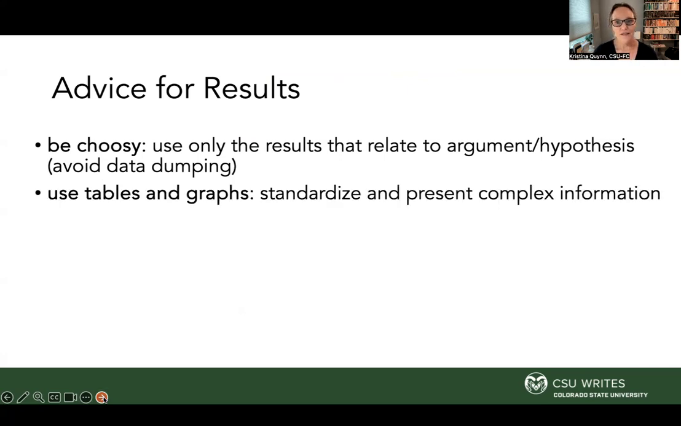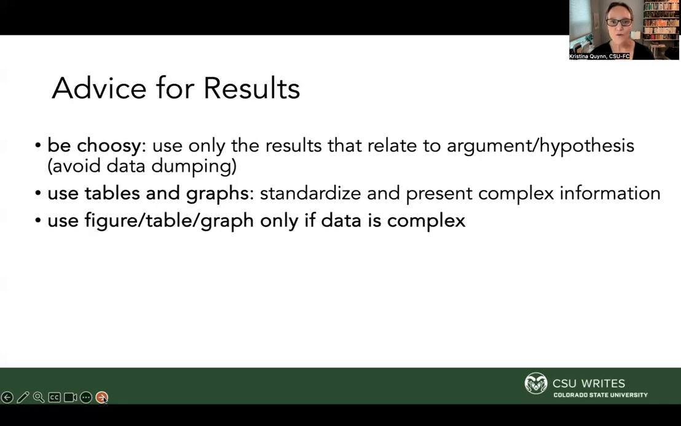Using tables and graphs, what they can do is standardize and present complex information. For those of you who are in the hard sciences, I think that you just automatically do that now. In fact, most people create their tables, graphs, or figures in advance of writing sections oftentimes, because it gives you such a placeholder for being able to describe what it is that you're writing about in your results.